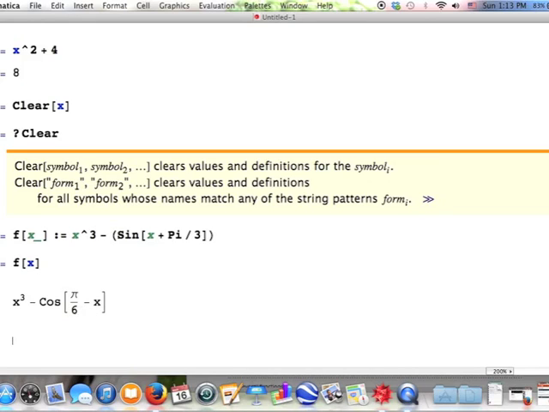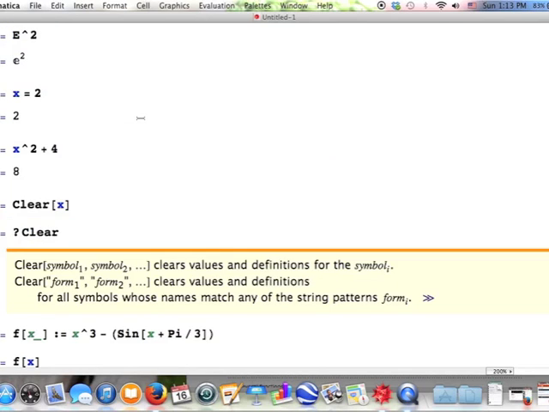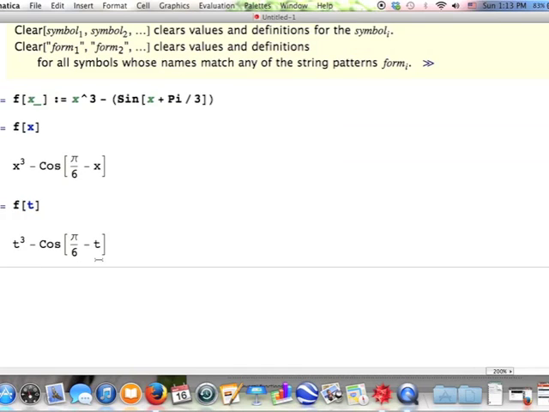Notice though that if I just hit f, it won't do anything, because f is declared as a function. It's not been declared as a value as we had done x up here. And because of that, it will only do this if we have the bracket and a variable name. Notice that this x here is only acting in a way as a placeholder. If I did f of t, it's just going to give me the same function but with t's, or f of s.